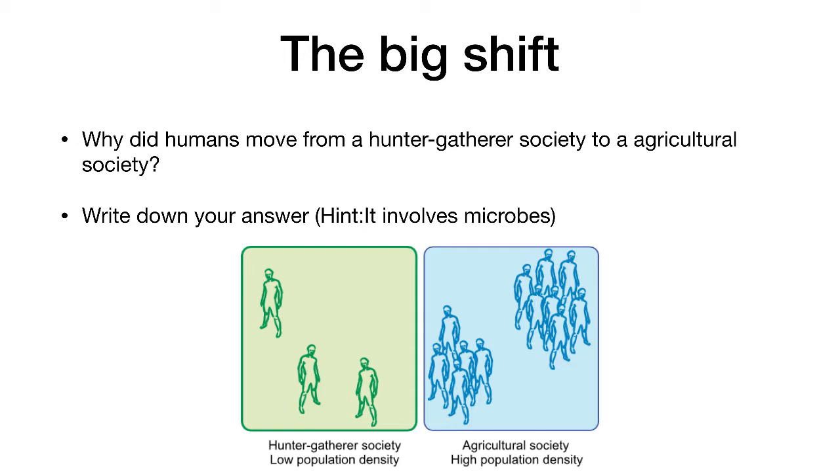I will do this by asking you a question. Why did humans move from a hunter-gatherer society to an agricultural society? Early humans lived in small groups and foraged for plants and animals that they could eat. About 10,000 years ago, humans started to domesticate animals and plants and focus on growing just a few of them. Why did they do this? Write down an answer and I will give you my favorite theory at the end of this video. And of course, it's going to involve microbes.